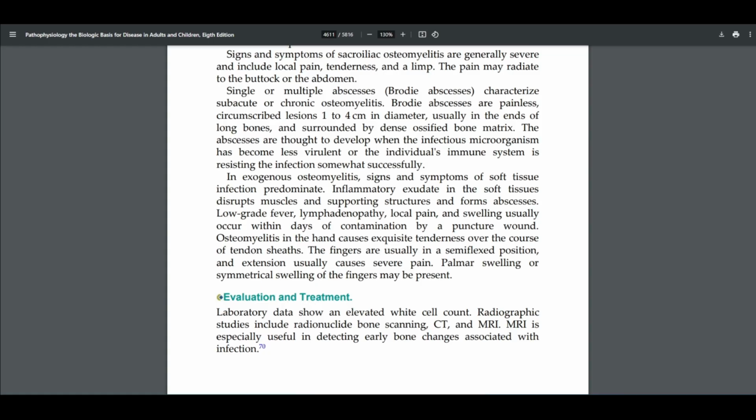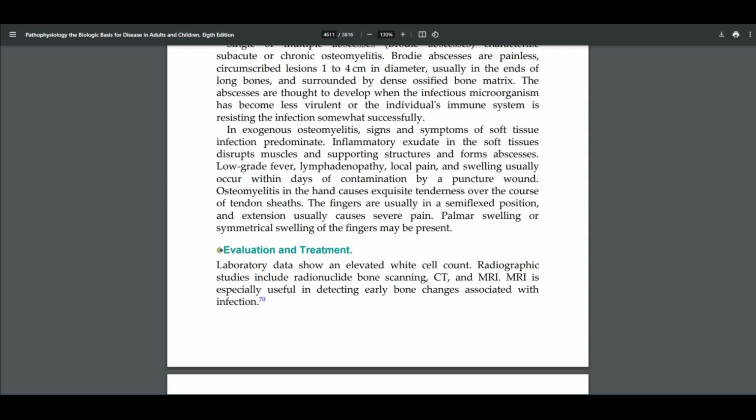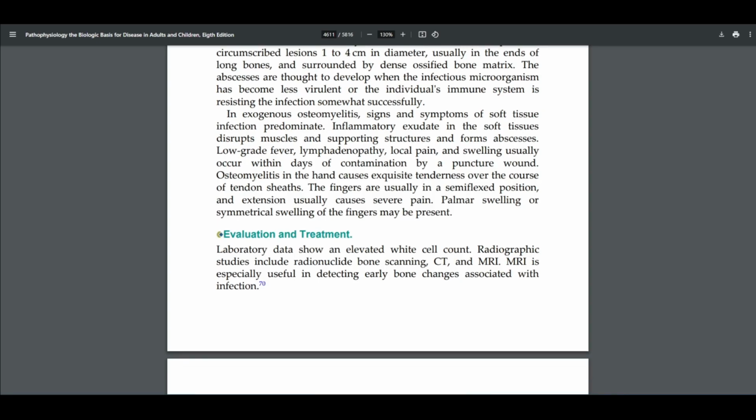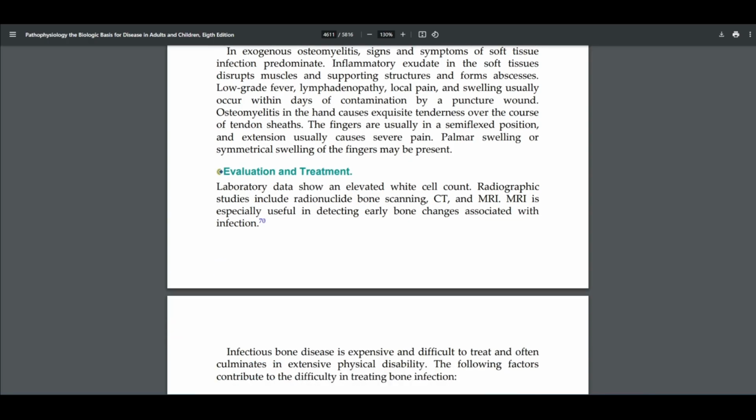Inflammatory exudate in the soft tissue disrupts muscles and supporting structures and forms abscesses. Low-grade fever, lymphedema, local pain, and swelling usually occur within days of contamination by a puncture wound. Osteomyelitis in the hand causes exquisite tenderness over the course of tendon sheaths. The fingers are usually in a semi-flexed position, and extension usually causes severe pain. Palmar swelling or symmetrical swelling of the fingers may be present.